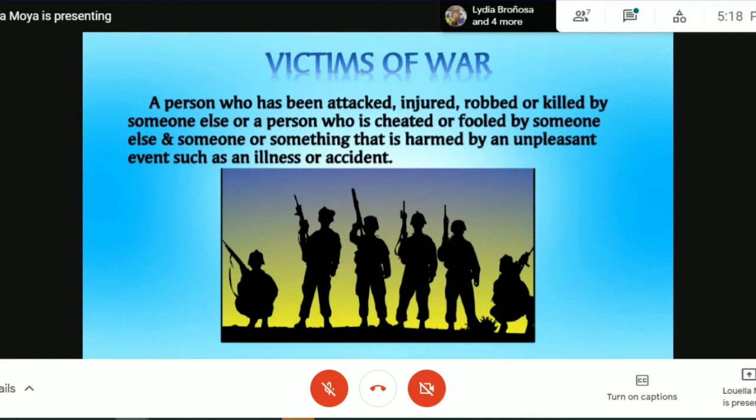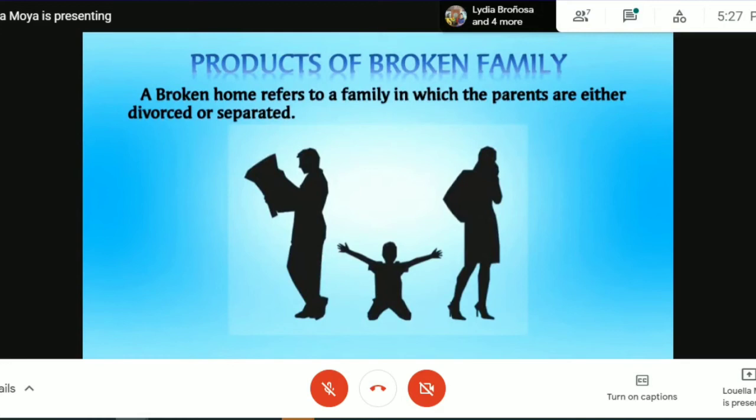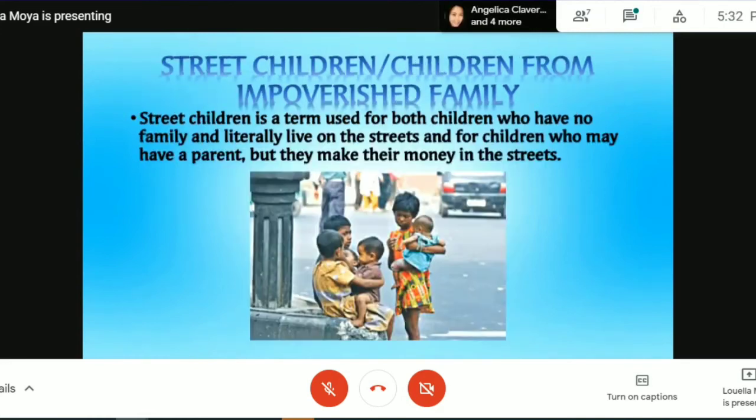Next, the second is the victims of war: a person who has been attacked, injured, robbed, or killed by someone else, or a person who is cheated or fooled by someone else. Products of broken family. Street children or children from impoverished family.